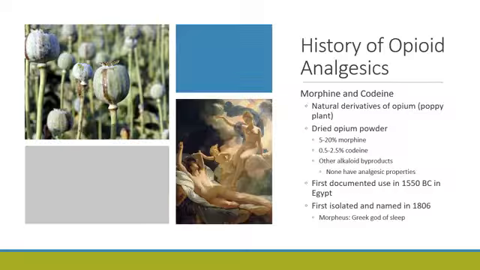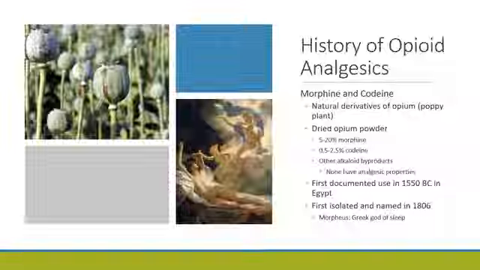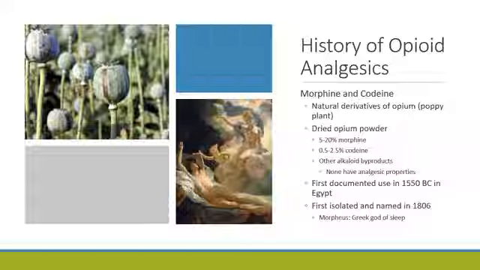The dried opium powder contains about 5 to 20% morphine, and then a smaller portion, about 0.5 to 2.5% of codeine. There's other byproducts there, but none of those really have any sort of analgesic properties, so they're really not of any use for us. The juice from the poppy has been documented throughout history. The first documented use was back in 1550 BC in Egypt, so you can see it's been around for quite some time.